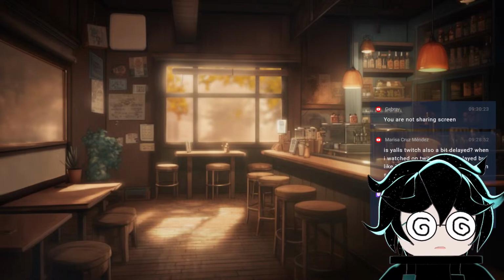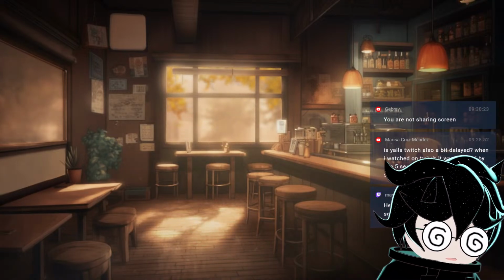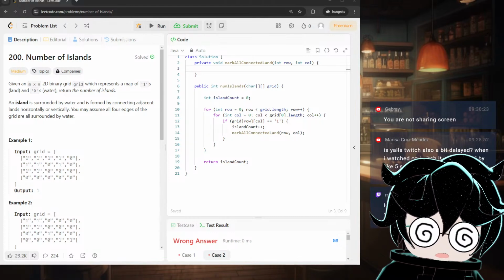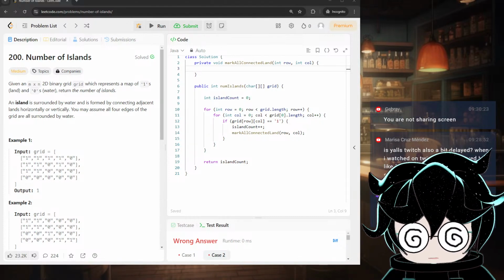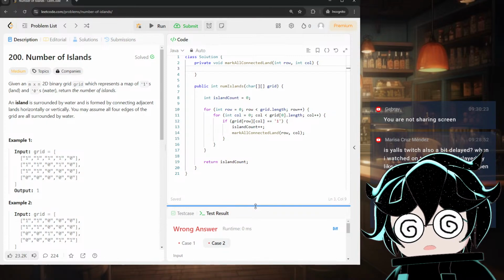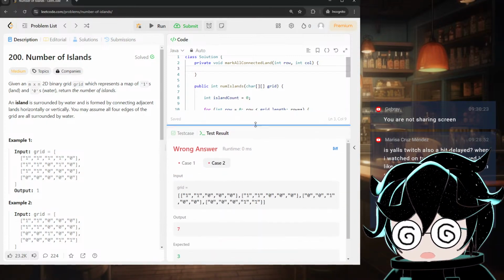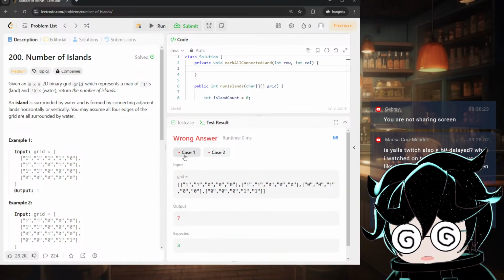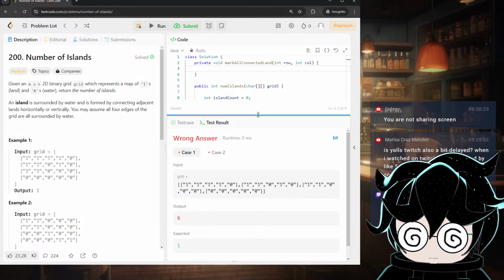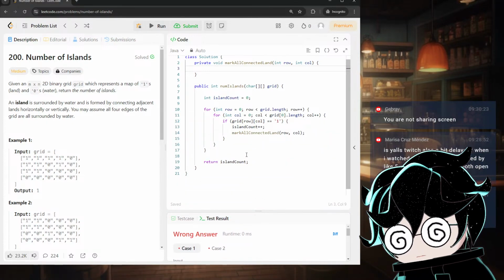Okay. Oh, Gabriel says you are not sharing screen. Oops, sorry about that. But yeah, so far all it does is count the number of ones in the grid. So we counted 7 ones here, 9 ones here. Yeah, sorry about that.